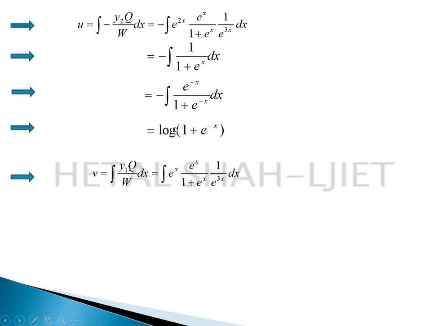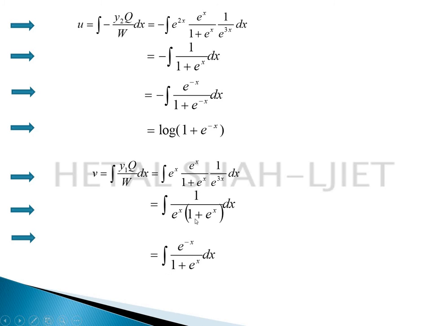Now find v by substituting the values of y1 Q and the Wronskian. Finally, after simplifying, we get e raised to 2x in the numerator and e raised to 3x in the denominator. So by simplifying, we get 1 upon e raised to x into the bracket 1 plus e raised to x. We cannot find the integration of this term easily.